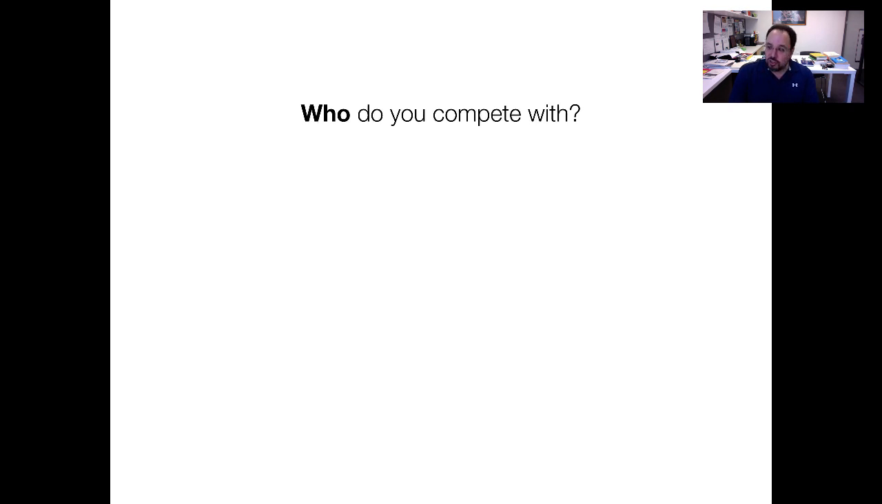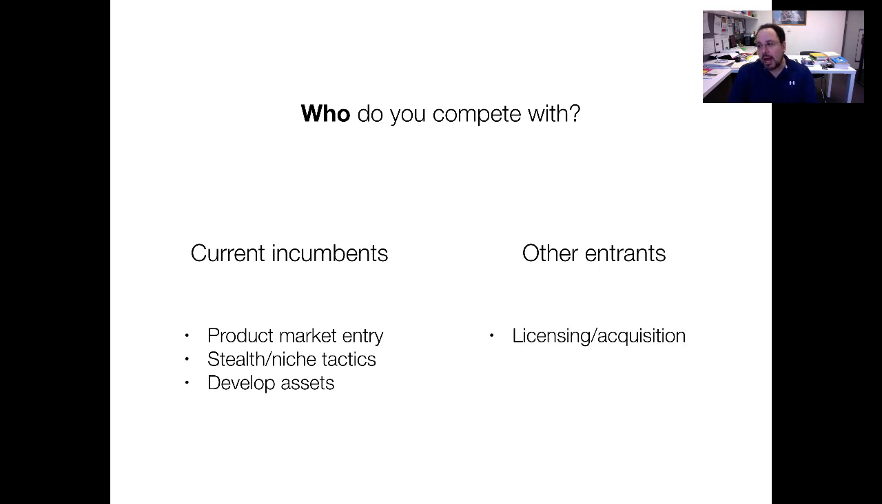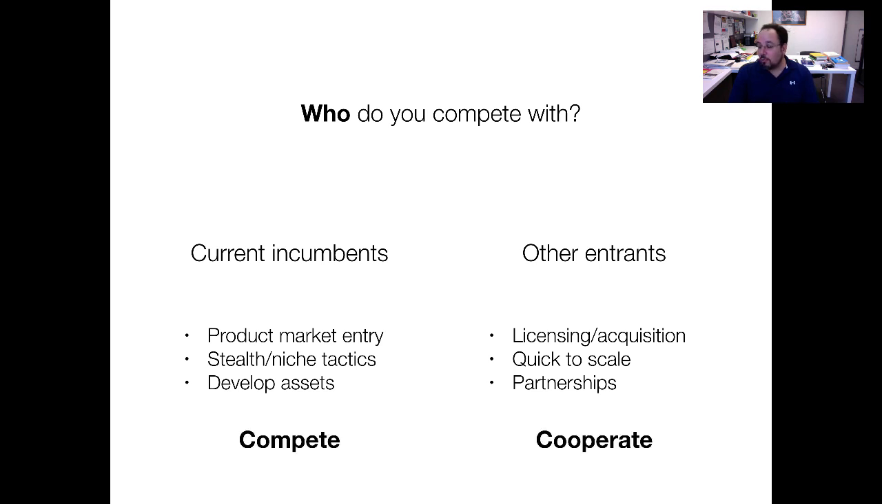Whereas the other dimension is who do you compete with? Current incumbents or other entrants effectively. Product market entry, stealth niche tactics, and developing assets. If you want to do all those things, all of the things that often you hear of the disruption playbook, and we'll talk a lot about that later, are things you come into being there. Other entrants, you would use licensing or acquisition to develop partnerships. You can be much quicker to scale. Okay, it's easier to do that if you're dealing with current incumbents. And of course, you get capabilities that are reinforcing those partnerships as well. And so that's the compete and cooperate.